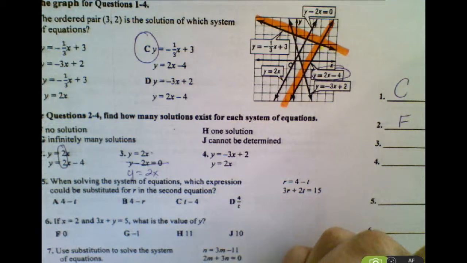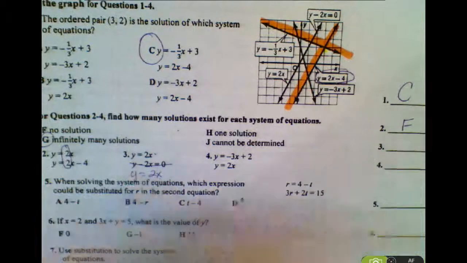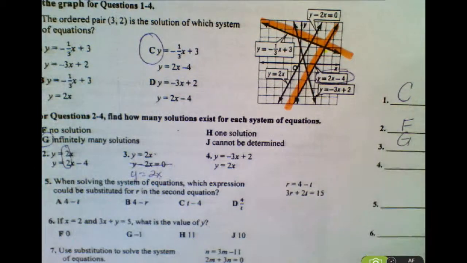So what that means is no matter what numbers you plug in, they're always going to be the same. Right? So do you think that has 0 solutions, 1 solution, or infinite solutions? Infinite. No matter what numbers you plug in for x and y, those equations are always the same forever and ever. They have an infinite number of solutions. So that's going to be G.